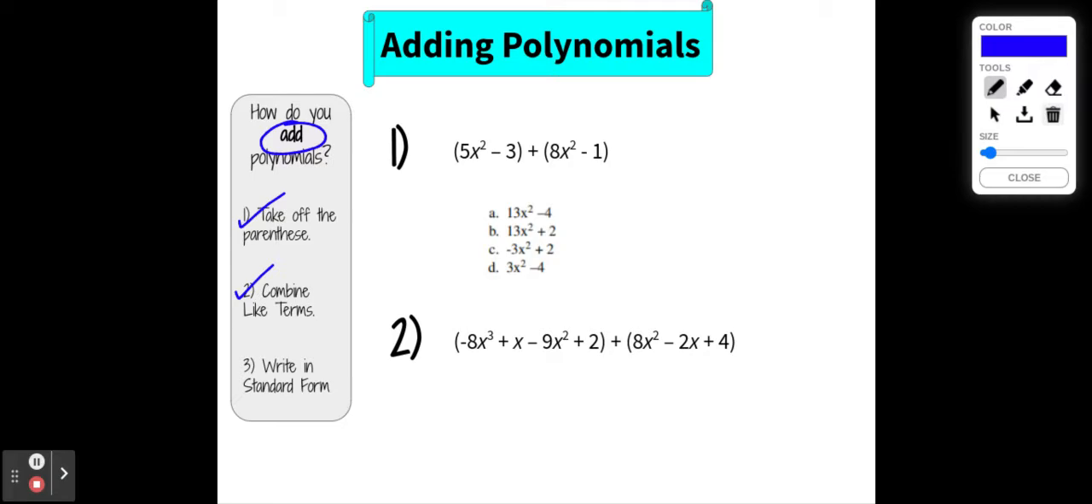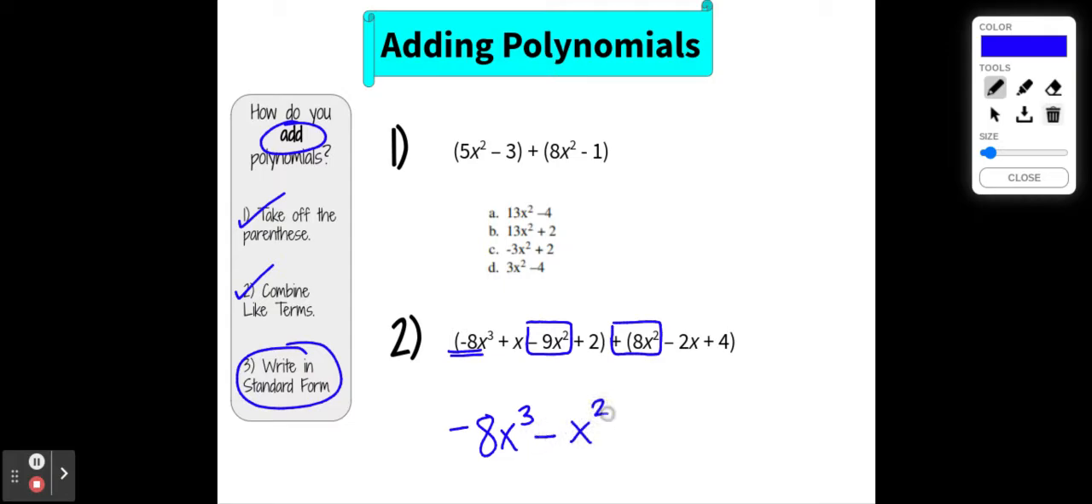So I want, again, to be sure that my final polynomial is written in standard form. So I want the highest power first, and that's going to be this negative 8x to the third power. And then I'm going to look through and I see that I have a negative 9x to the second power, and I have a positive 8x to the second power. So I'm going to combine those two. Looking at the coefficients, negative 9 plus 8 would be negative 1x to the second power.